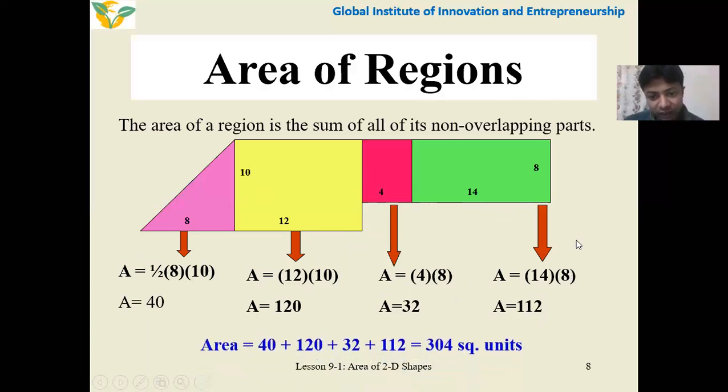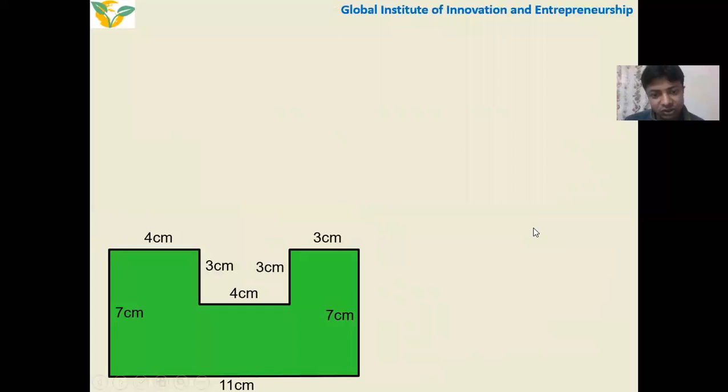So by adding all these four areas, you will eventually get the area of the total figure. 40 plus 120 plus 32 plus 112. This is 304 square units. Okay. You will get the area of this whole composite figure. So similarly, if you have some complex figures, you have to break them into small parts. Such as you have this figure, you have to break it into small figures.